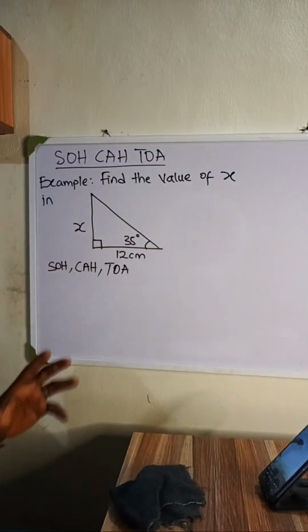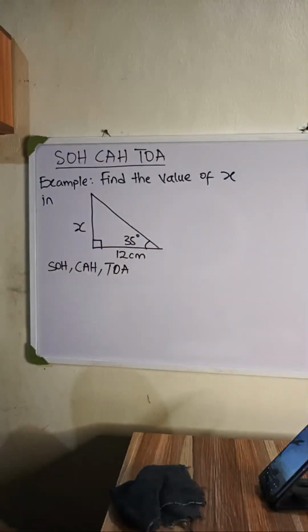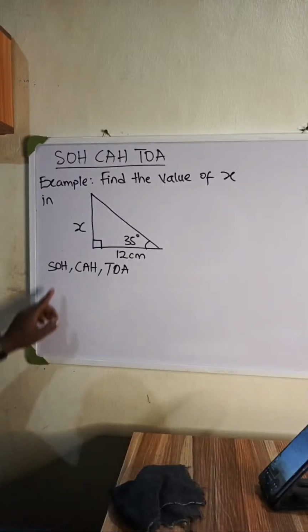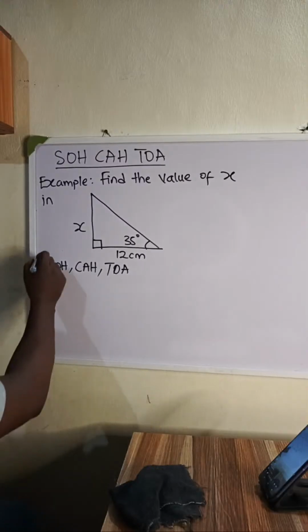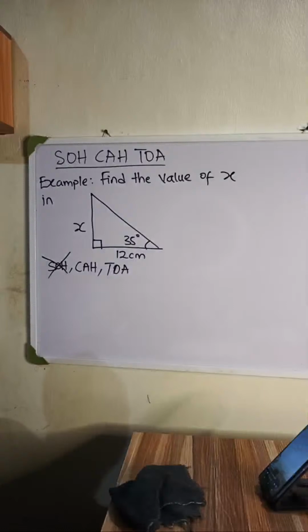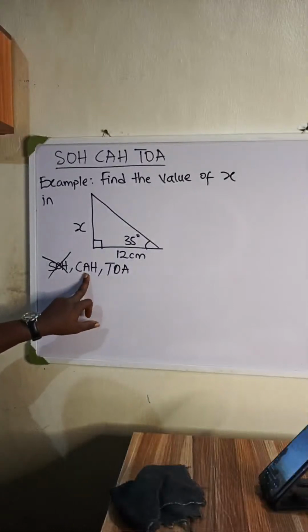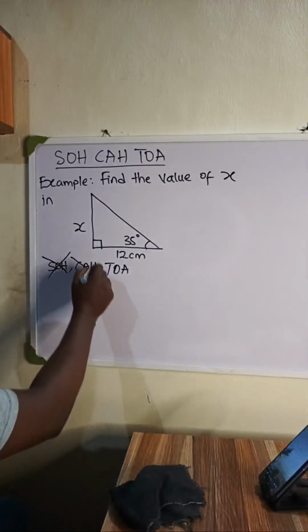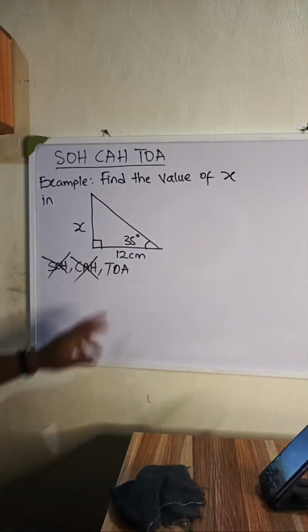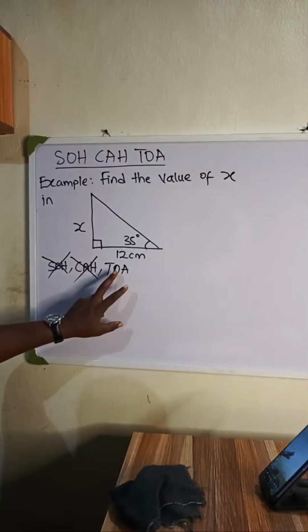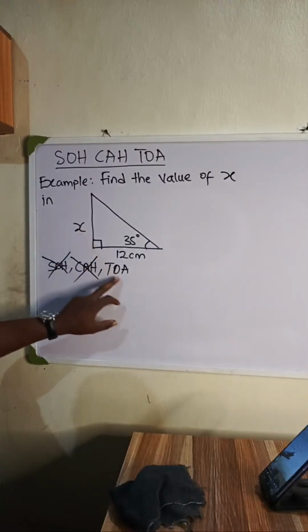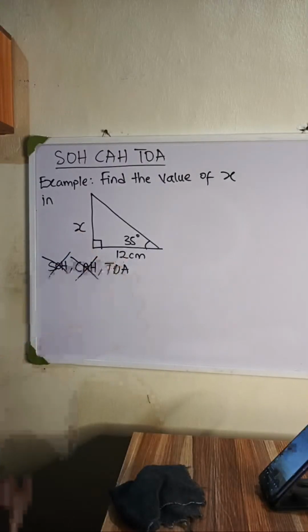So since there's nothing on the hypotenuse, this question has nothing to do with any of the terms that have hypotenuse. There's hypotenuse here, therefore we cannot use SOH. CAH, there is hypotenuse here, therefore we cannot use CAH. Okay, and then TOA, we don't have any hypotenuse. We have opposite, which is here, and adjacent, which is here. So that is what we are going to apply.